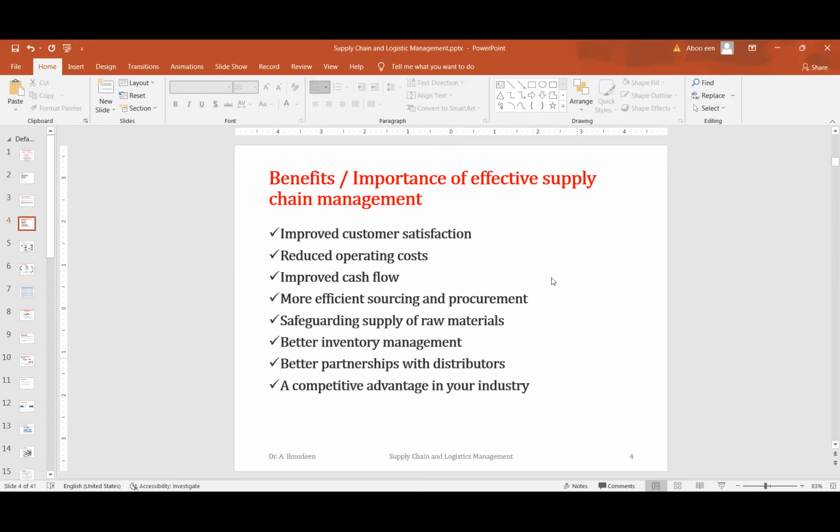And more efficient sourcing and procurement. More efficient sourcing and procurement. As I mentioned earlier, the sourcing is identifying or selecting the suppliers. So they can easily identify the proper suppliers on time, and they can do their procurement on time. So then the effective supply chain management system will facilitate them to run their business smoothly.